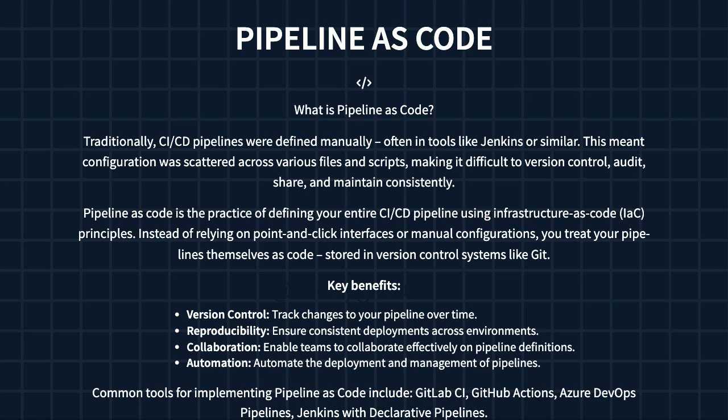Pipeline as code flips that approach on its head. It's all about treating your entire pipeline, the steps, the tests, the deployments, just like any other piece of software. You store those definitions in version control, like Git, allowing you to track changes, collaborate easily, and make sure everything is repeatable. This leads to a lot of benefits: consistent deployments, easier teamwork, and better overall automation.